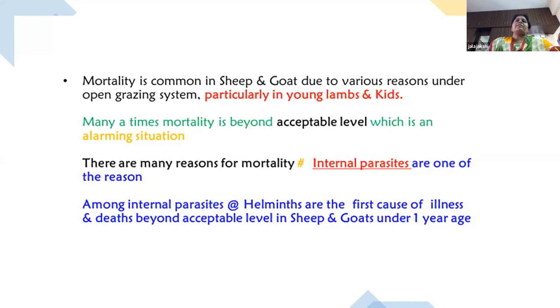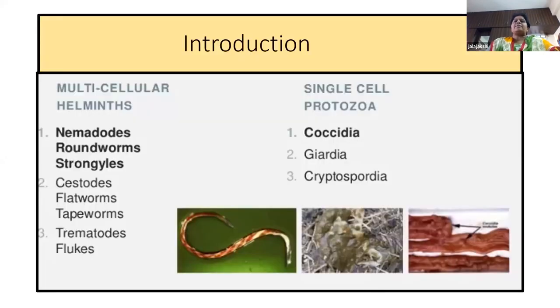Internal parasites are one of the reasons. Among the internal parasites, helminths are the first cause of illness and deaths beyond the acceptable level in sheep and goats, mainly under 1 year of age, mainly lambs and kids. Parasites in general are grouped as metazoan parasites and protozoan parasites. Metazoan parasites are multicellular and protozoan parasites are unicellular in nature.